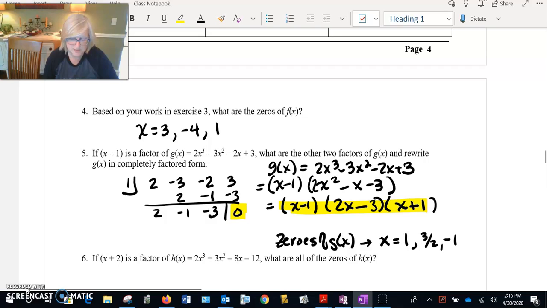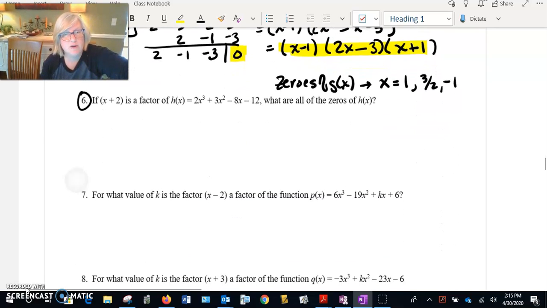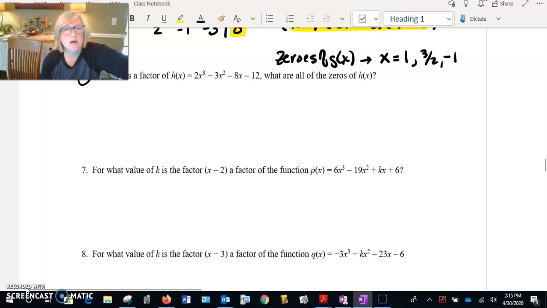All right, let's look at 6. X plus 2, I'm going to leave that one for you to do on your own here for number 6, because that's very much the same. Let's look at number 7 together, because I think that's a little more interesting.